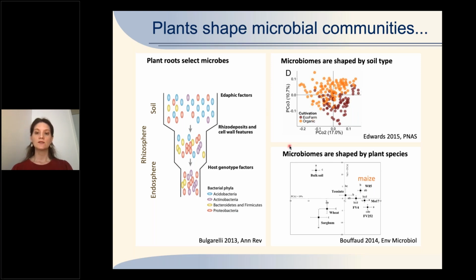Also, microbiomes are shaped by plant species. So this is a study that was looking at different grass species, and we can see a bunch of different maize cultivars over here that kind of group together, and then we can see the maize ancestor teosinte, which is grouping a little bit outside. Then we see wheat and sorghum, which are more distantly related, and bulk soil as a control. So clearly, not only the environment, such as the soil type, affect the microbiomes found associated with plants, but also the plant itself can shape who is there.